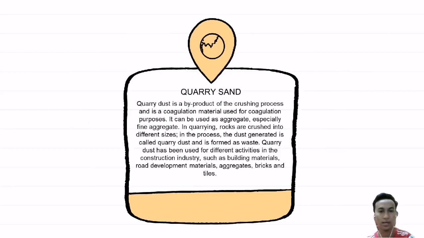Quarry sand. Quarry dust is a byproduct of the crushing process and is a coagulation material used for coagulation purposes. It can be used as aggregate, especially fine aggregate. In quarries, rocks are crushed into different sizes in the process.